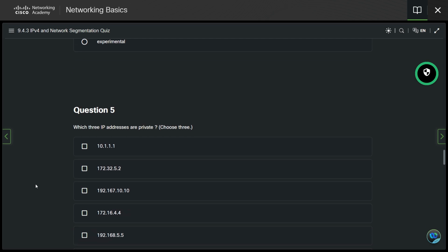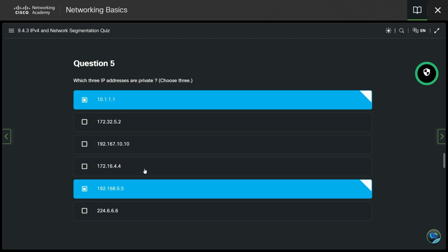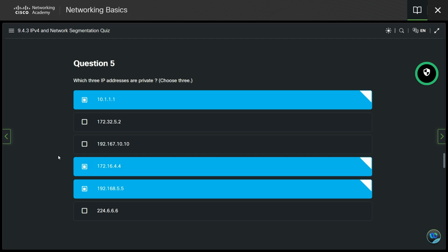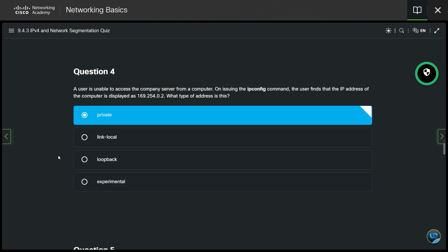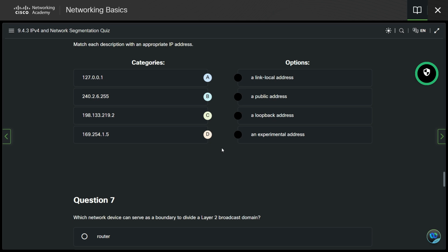Question 5. Which three IP addresses are private? Okay, this, and this. Yeah. Question 6. Match each description with an appropriate IP address. Okay. This is public. A loopback.